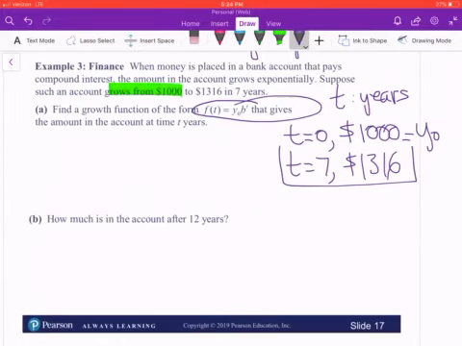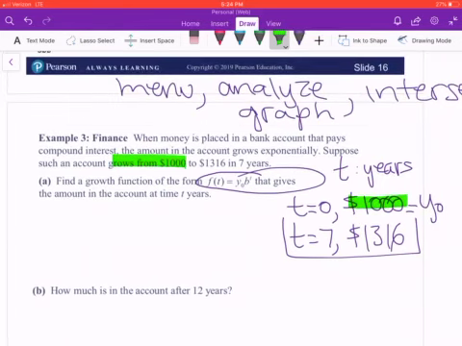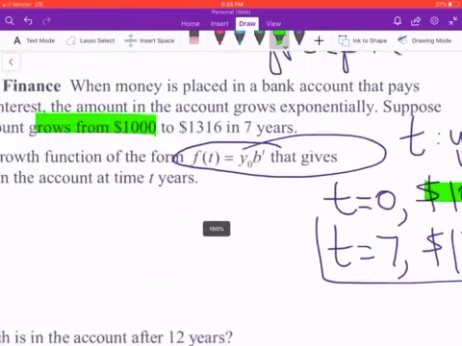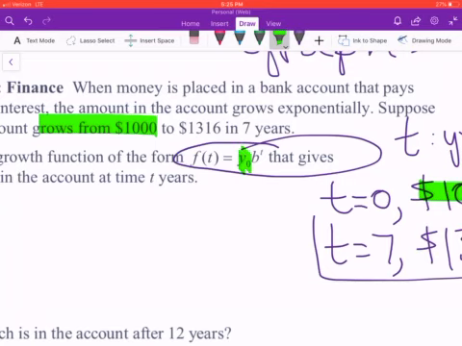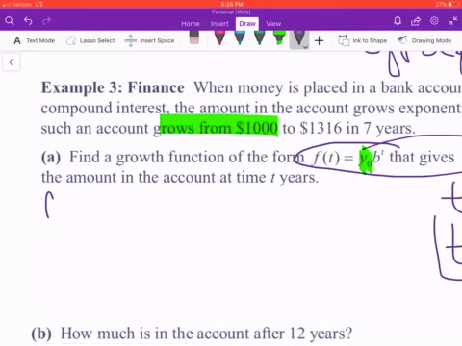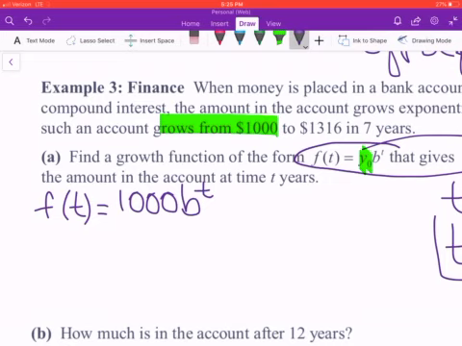So what I'm going to do now is use this information given to us, 1,000, and I'm going to substitute it into my model that I have here. So that y sub 0 is going to be changed with 1,000. So the function is going to look like this. F of t is equal to 1,000 times b to the power t. Now, we don't really know what b is equal to, the base.